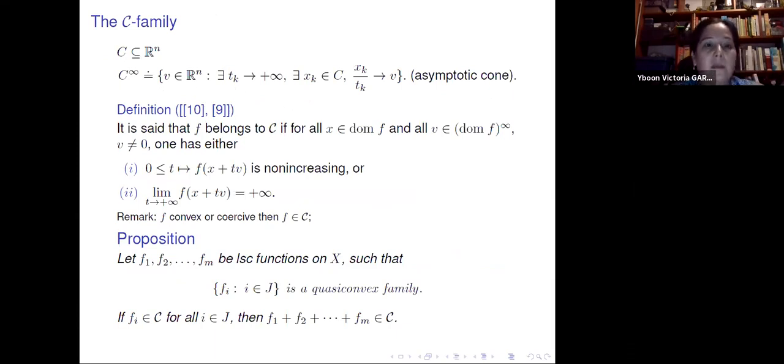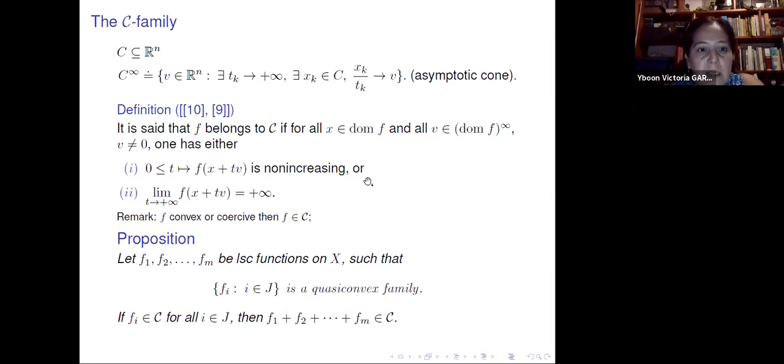And it says that F belongs to C if for all x in the domain and all b in the asymptotic cone of the domain of F, we have one of these properties: either the function is non-decreasing, or it is plus infinity, like a coercivity. So for example, convex functions or coercive functions are in C.